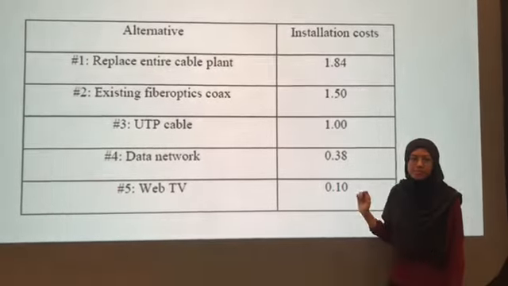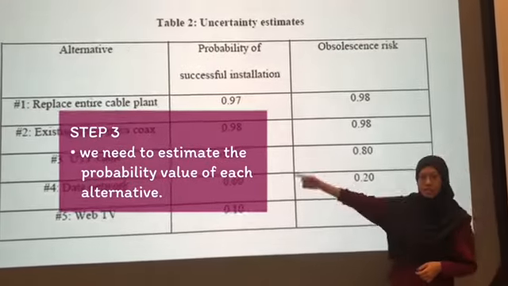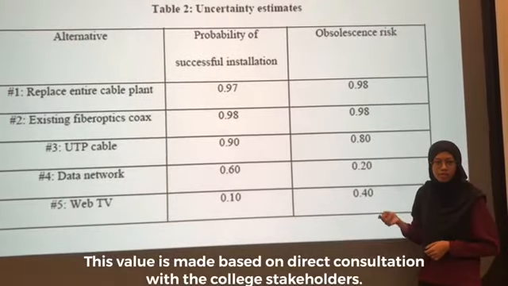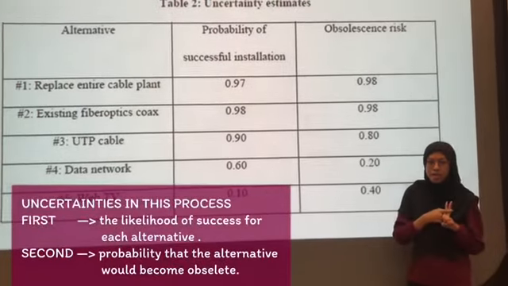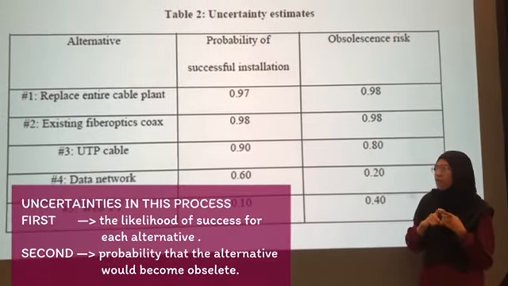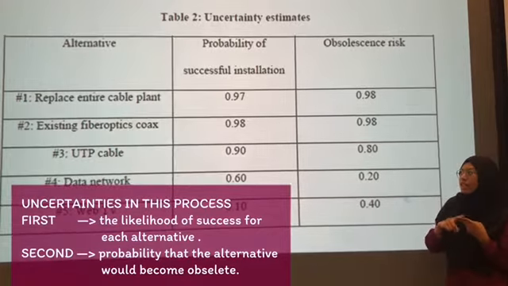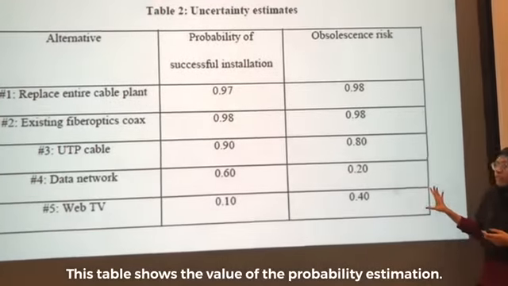The third step, we need to estimate the probability value of each alternative. This value is based on direct consultation with the college stakeholders. There were 2 uncertainties in this process: first, the likelihood of success for each alternative, and second, the probability that the alternative will become obsolete. So this table shows the value of the probability estimation.